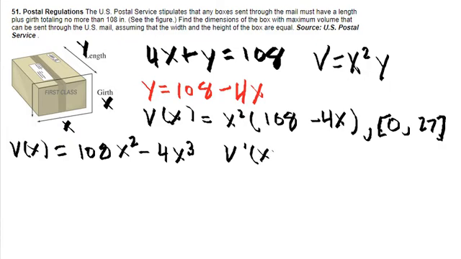Now, note that the first derivative is just taken by using the power rule, which in this case would give us that it is 216x minus 12x squared. And we did that just by using the power rule, okay?